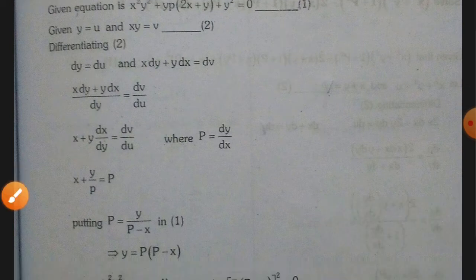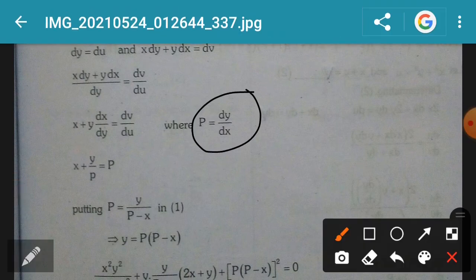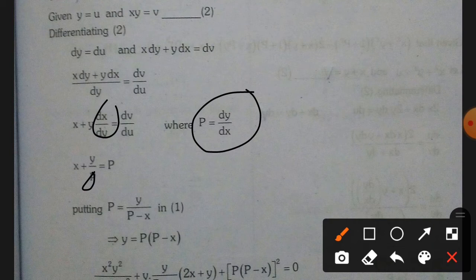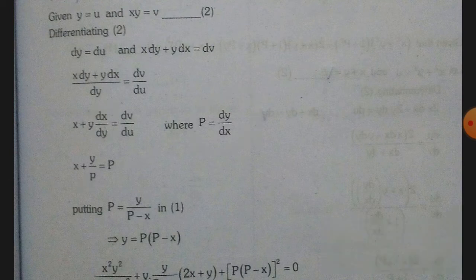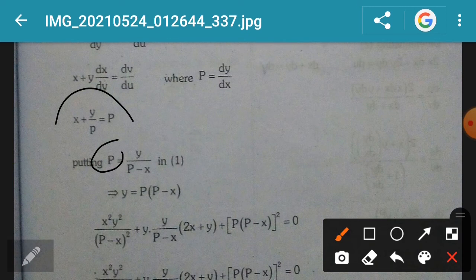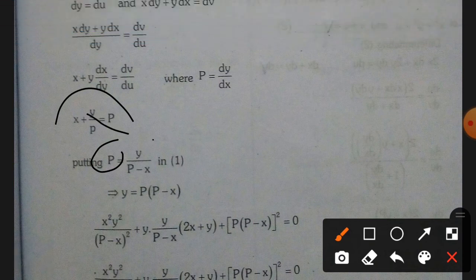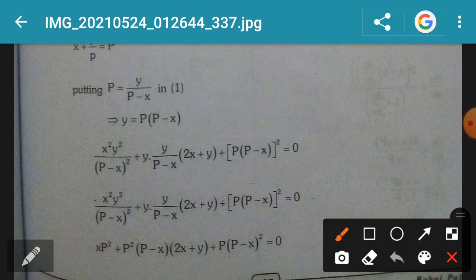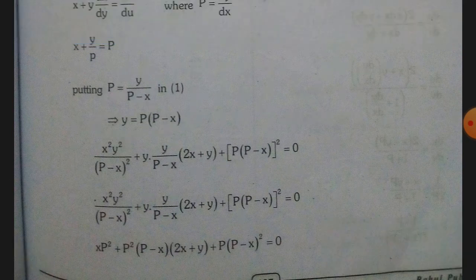What we have to consider is p equals dy by dx, which is already known. Here dx by dy is 1 by p. So x plus y by p equals p. Now putting capital P, x goes to that side and y goes to this side, which we write as y by p minus x. This is the value of y, taken as p into p minus x. Now we substitute that value.